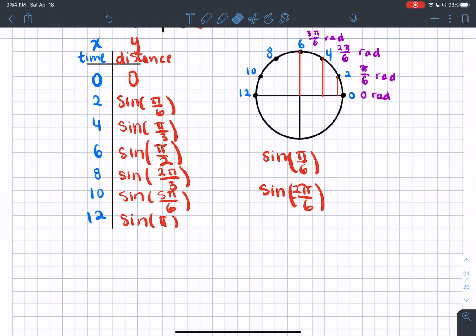Now that you've graphed this part of the table on your paper, let's talk about how many seconds you think it would take to go around the entire circle. So we know it took 12 seconds to go around the first half. Pause the video and think to yourself how long it would take to go around the rest of the circle. Pause the video now.